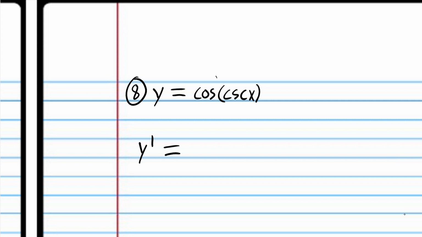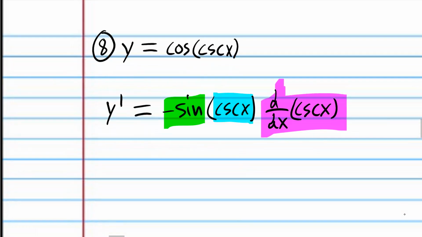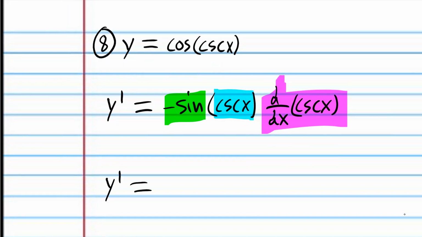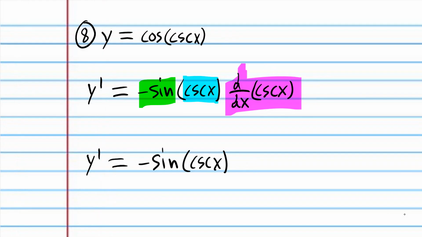So we're going to find the derivative of the outside function. Cosine is the outside function. The derivative of cosine is negative sine, while we keep the inside function unchanged. That's the first 2 steps. Step number 1, find the derivative of the outside function. Step number 2, keep the inside function. And step number 3, multiply all that by the derivative of the inside function. That is the chain rule. So we have negative sine of cosecant x times the derivative of cosecant x, which is negative cosecant x times cotangent x.